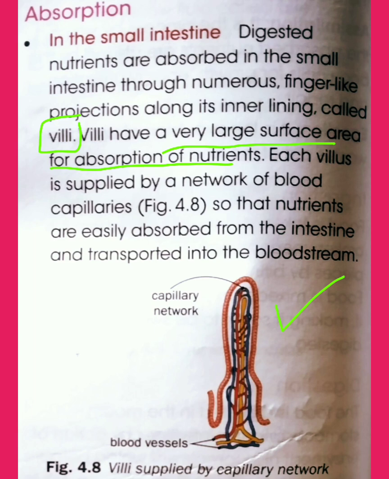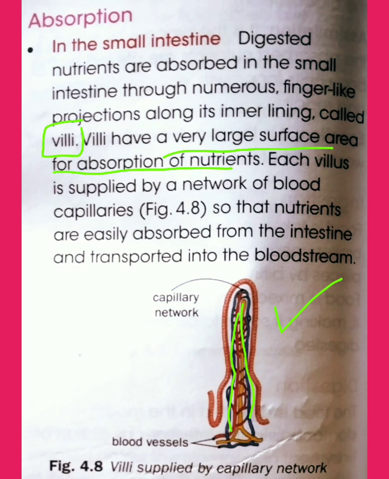So this villi, or in singular it is called villus, is supplied by a network of blood capillaries. You can see in blue and red colors here, they are blood capillaries, meaning the arteries and veins. So in villi, these capillaries absorb nutrients and transport them into the bloodstream.